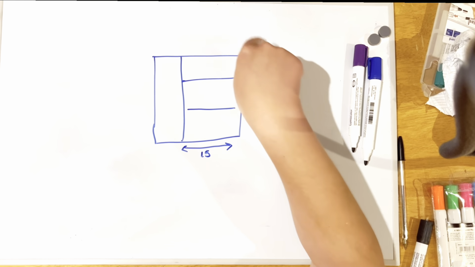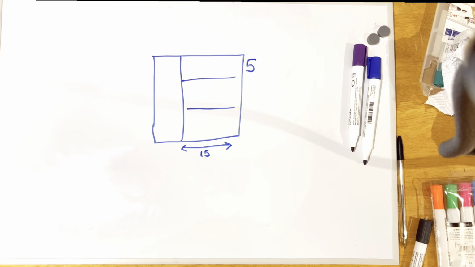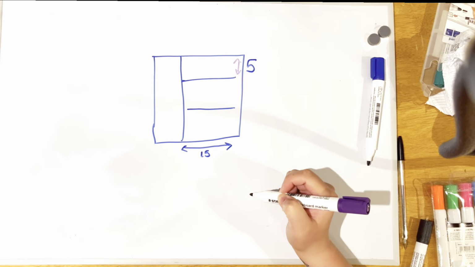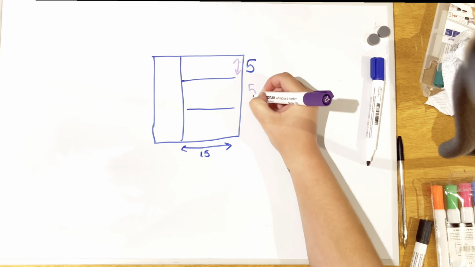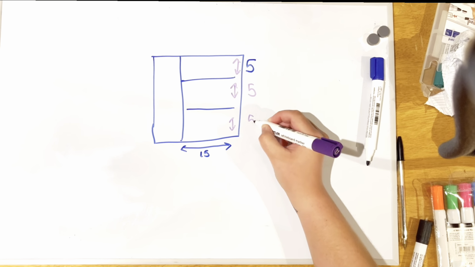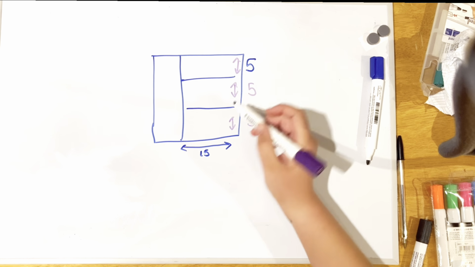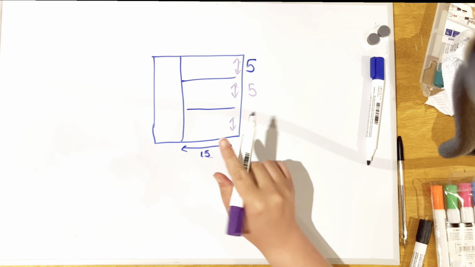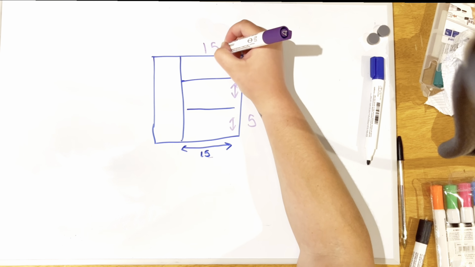So I want to work out the perimeter of my shape here. Well, I know that each one of these smaller sections is 5. So that's 5. This is 5 here. And this is 5. Okay. I know then that this section is 15, my length of my scarf, 15.